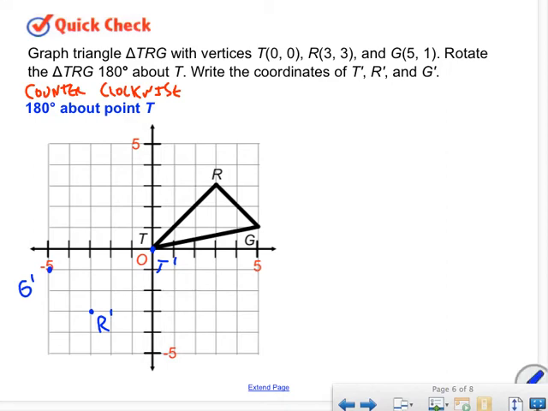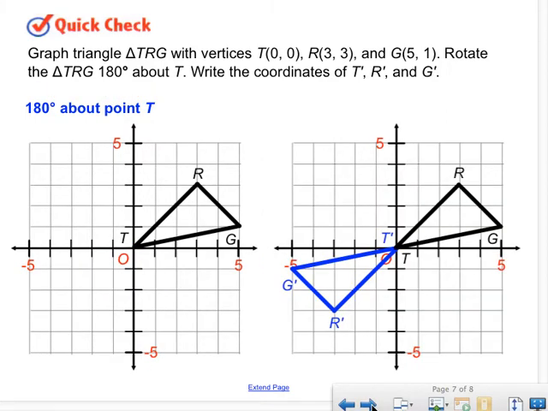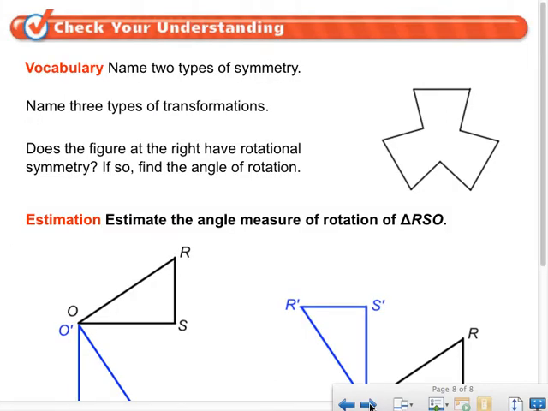Okay, if I was to connect all this up, we good? So here's the answer. And actually, you would just use the same rule that we came up with before, right? You're just multiplying negative to x, negative to y, right? Okay. Now, end of the lesson.